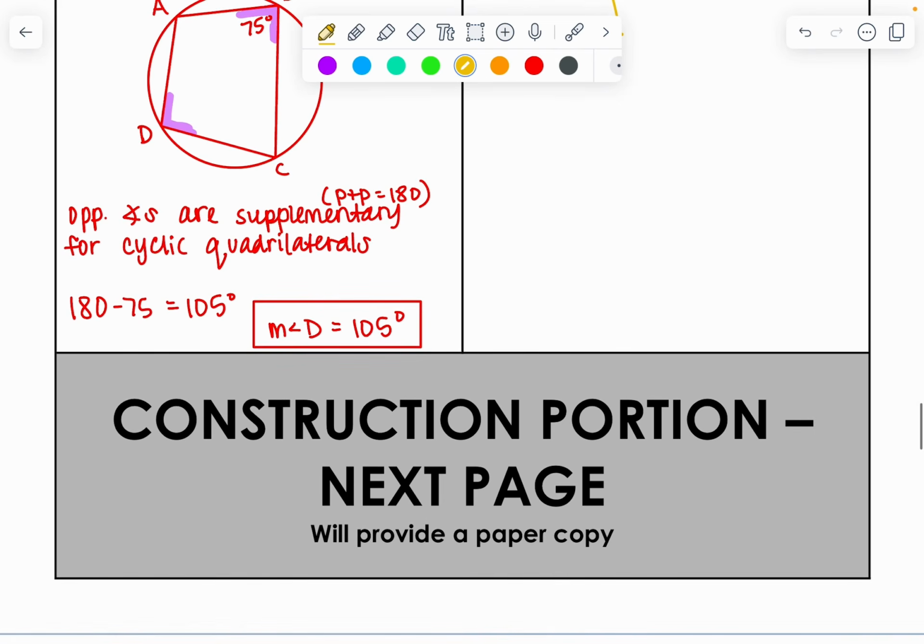All right, the construction portion is on the next page. I will do this part of the video on paper. Bye.